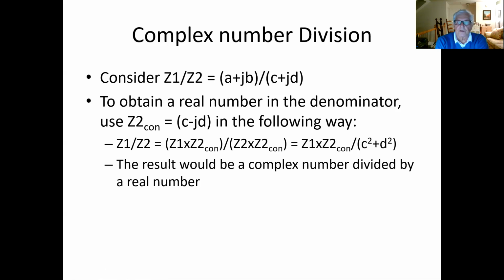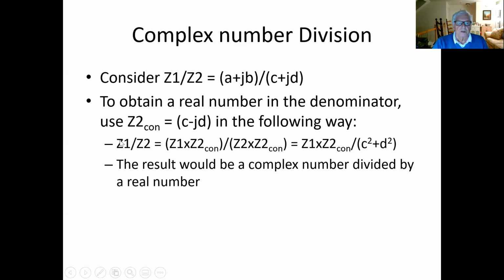All right, supposing we want to divide. A simple way to do that is to make sure that the denominator becomes a real number. So when we have a numerator divided by a denominator, if we multiply the denominator by its complex conjugate, we'll get a real number, okay? But if we do that, we also have to multiply the numerator by the complex conjugate as well.